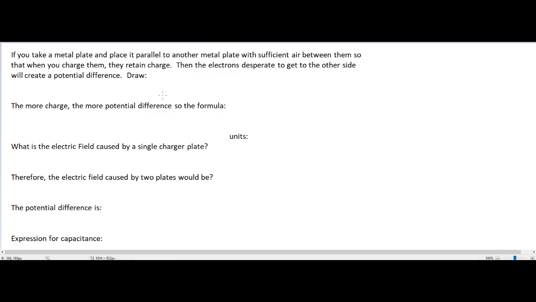The distance between them might be a little bit more interesting because there has to be a distance between them because you don't want the charge leaching. But the closer they are, the more the electrons on one plate are going to drive electrons off the other plate, correct? So the distance being smaller might increase the capacitance, right?